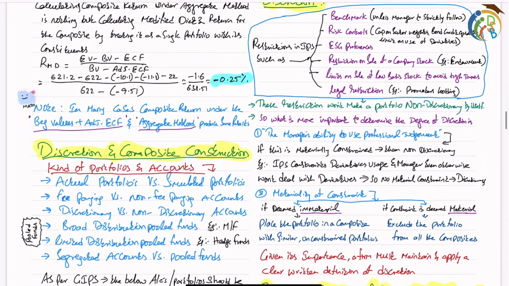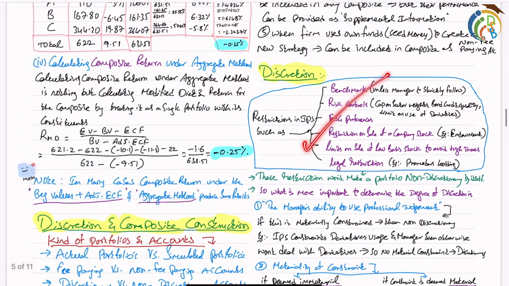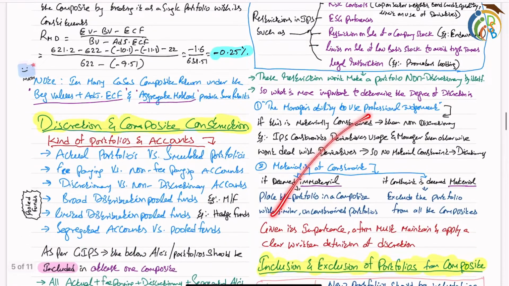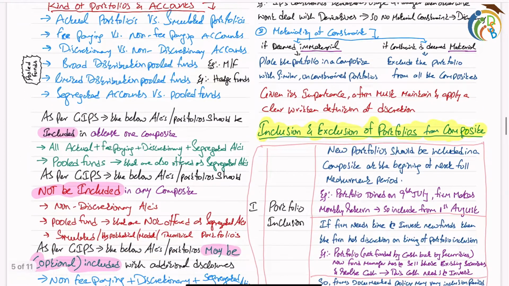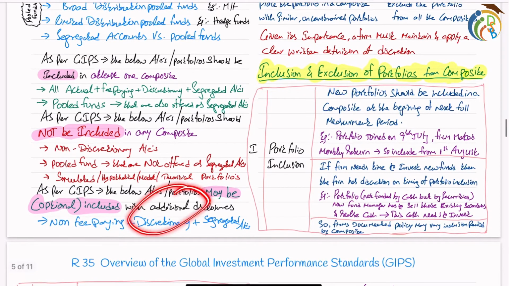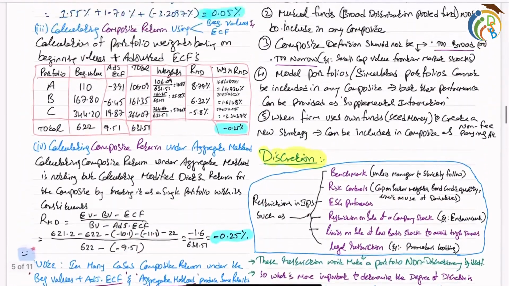And then the discretion and composite, which we were discussing before: when you can say it is a discretionary, or when you can say it is a non-discretionary portfolio. So those are the points that we will be discussing here. And then what kind of portfolio should be included, what should not be included, what kind of portfolios are optional. So these are the points that we'll be seeing.